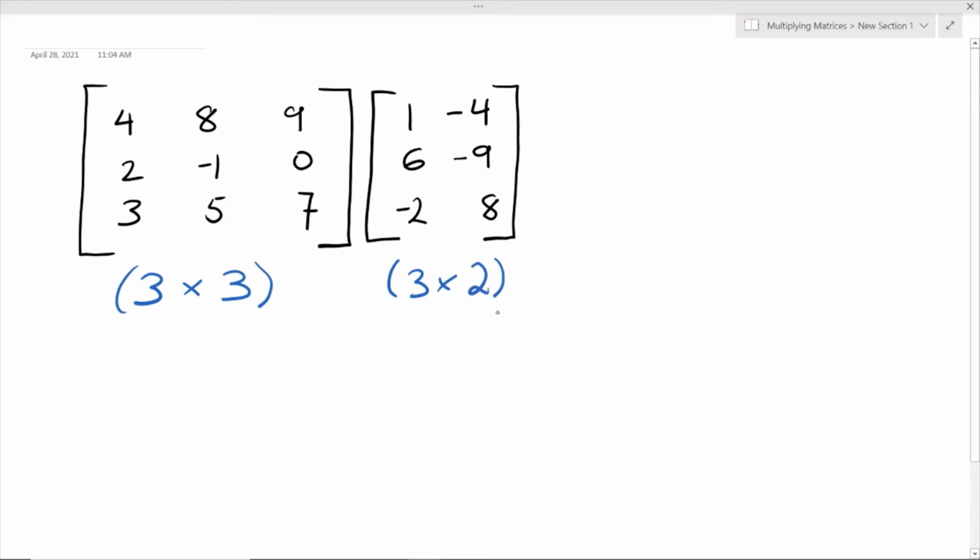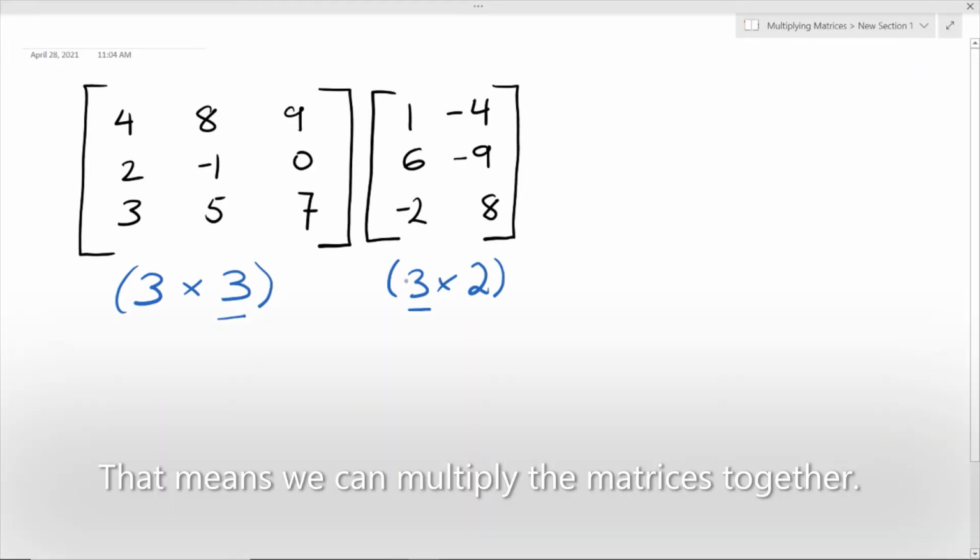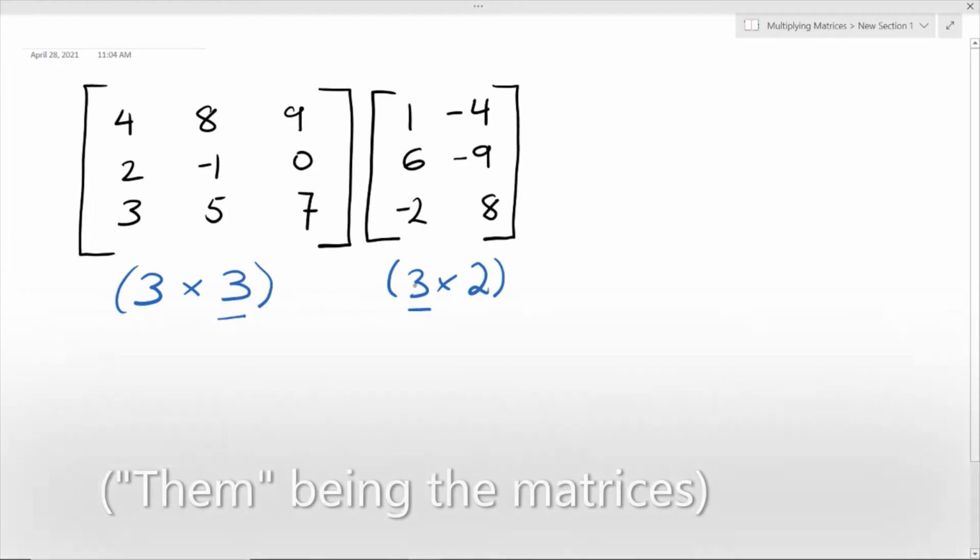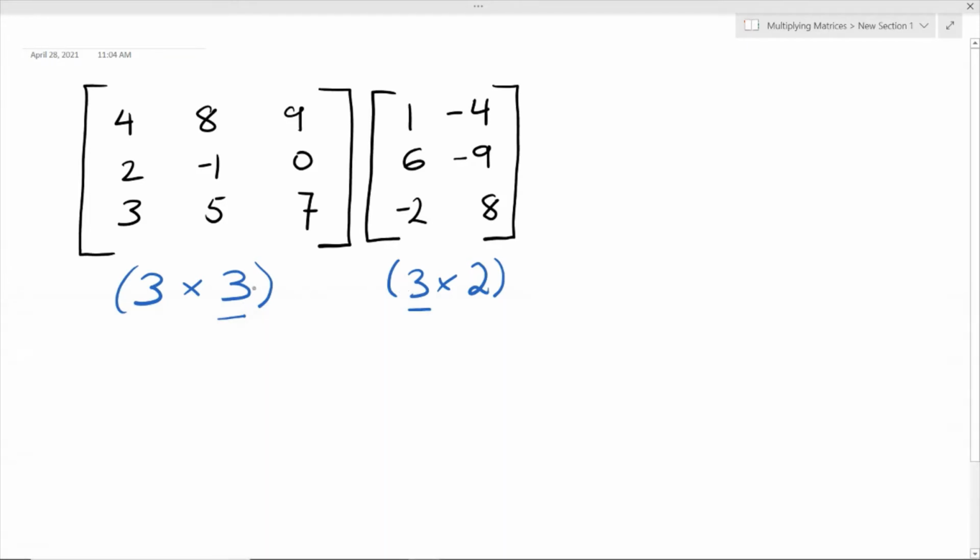So when we look at these matrices, before we multiply, we need to make sure that the inner numbers of the dimensions match up. Here we have 3 and here we have 3. And this matches up, so they're both 3, which is great. That means we can multiply them together. However, if the inner numbers were different, then we cannot multiply these matrices together, and the product would be undefined.